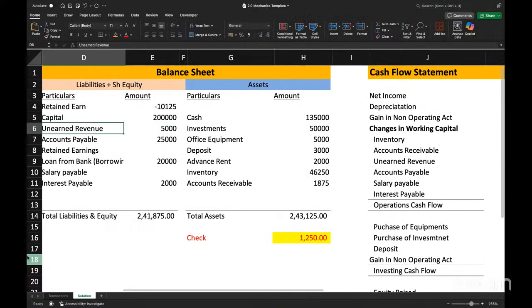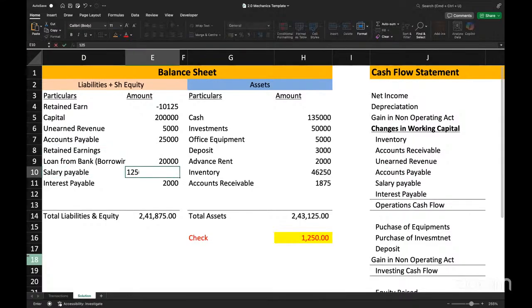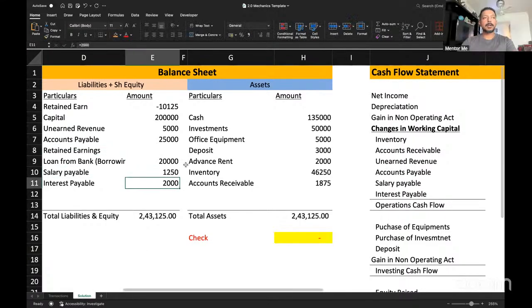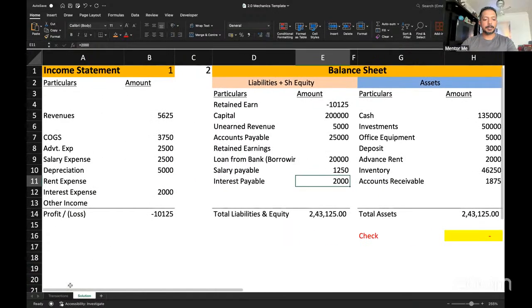Okay. This 50. So we can directly put 1250 out here and the balance sheet will tally. 1250 is nothing but 2500, 50% of it.